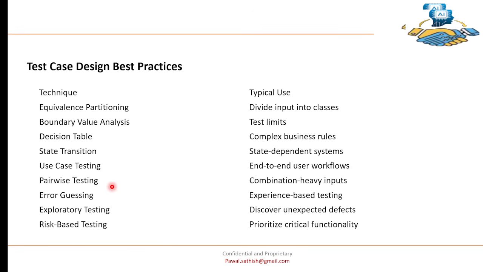Then pairwise testing, which handles a combination of many inputs. Like I have already mentioned, if we need to perform verification on multiple browsers along with multiple operating systems, then we need to consider pairwise testing. Then error guessing, which is experience-based testing. Then exploratory testing, where we discover unexpected defects, and risk-based testing, which prioritizes critical functionality. This way we can use the best practices while designing test cases in our day-to-day work, and we'll try to cover 100% of the coverage. If in case you have any questions or queries, please let me know. Thank you.